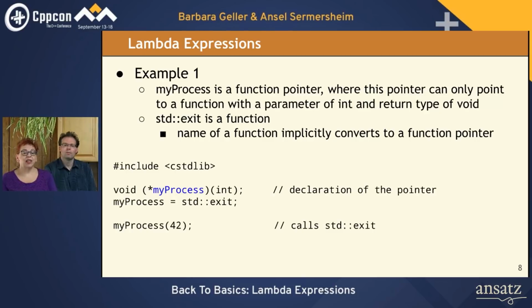On the last line in this example, when myProcess is called, the program will exit with the error code of 42. Now notice if you look at this last line in isolation without any of the other code, it looks as if myProcess is a function. And that turns out to be a very important attribute of function pointers.